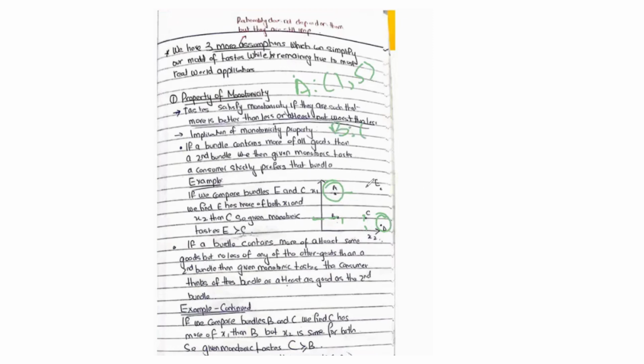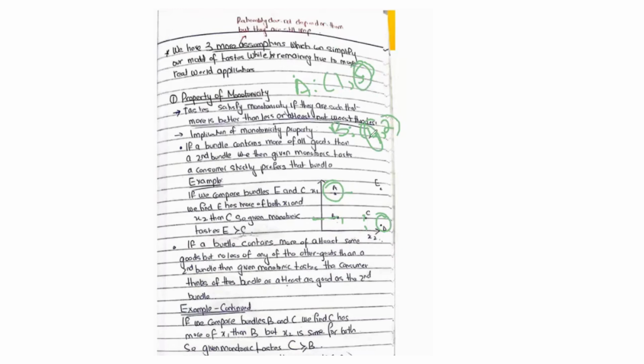Okay, so this is not the bundles over here. This is just a generic example. This is not related to this graph. Say this has 4 and 2. So here A has more of x2, right? But B has more of x1. So no bundle has clearly more.